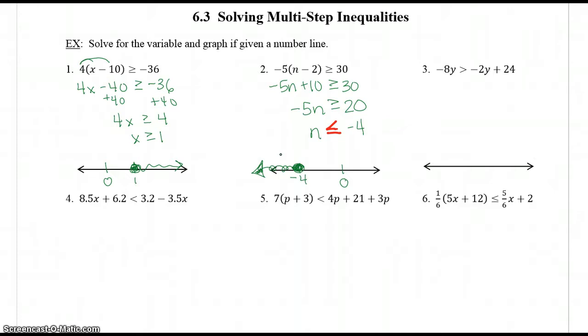Number 3, we have negative 8y greater than negative 2y plus 24. Because there are y's on both sides, I'm going to go ahead and move that 2y over by adding it to both sides. So we get negative 6y is greater than 24. Divide by negative 6, which makes us flip the sign to less than, and we get negative 4. Negative 4, 0. This time we will have an open circle because it does not include negative 4, but we still want the less than numbers, so we're going to shade to the left.